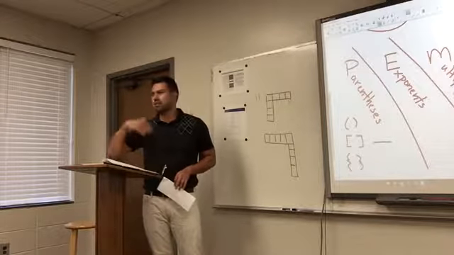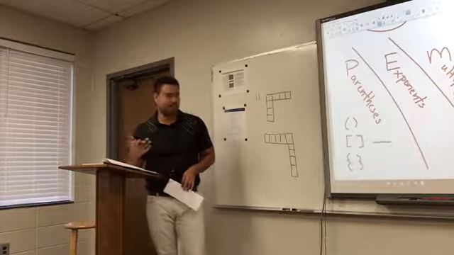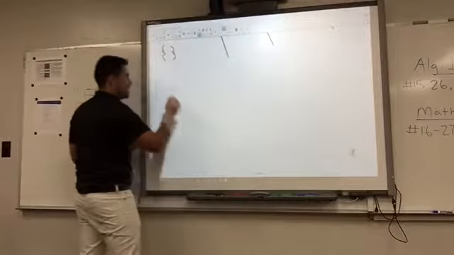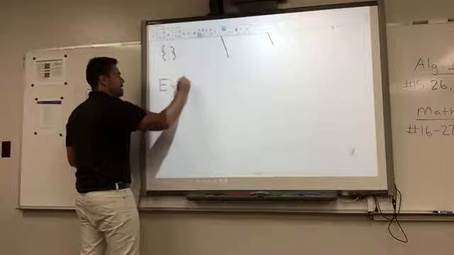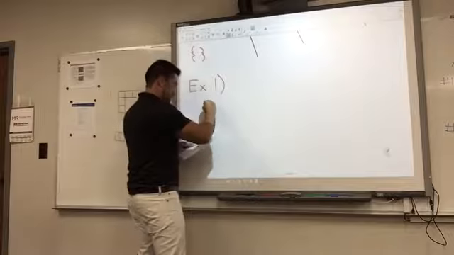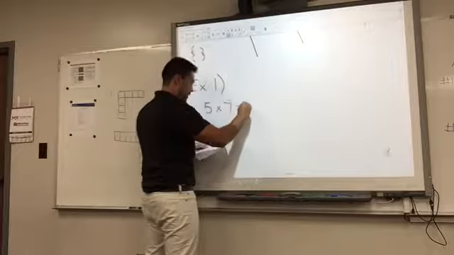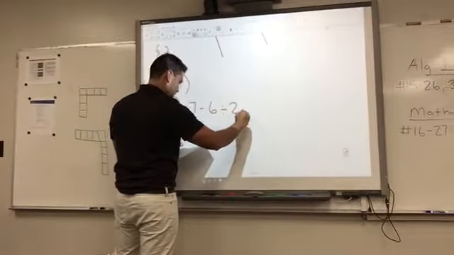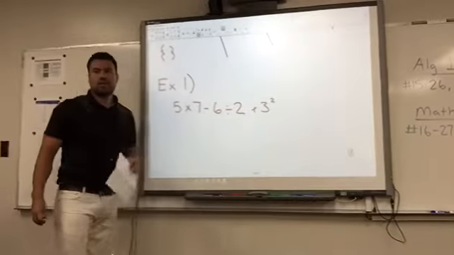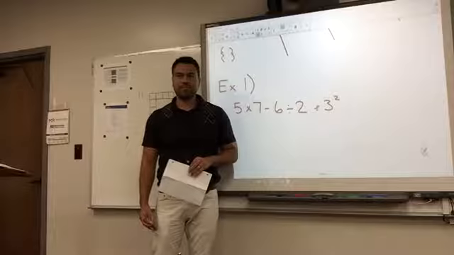This is all talk. So far we've been talking, now it's time to work. Yes. So let's look at example number 1. I like that enthusiasm. Example 1. All right. So this one right here: 5 times 7 minus 6 divided by 2 plus 3 squared. Okay, so here's our problem.